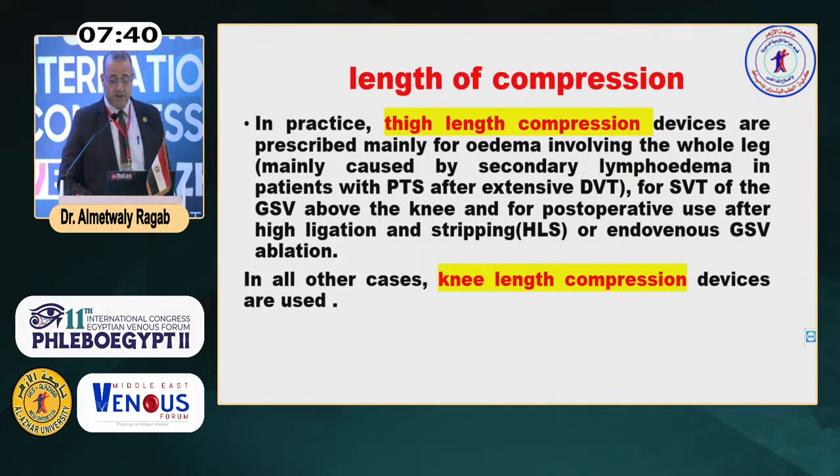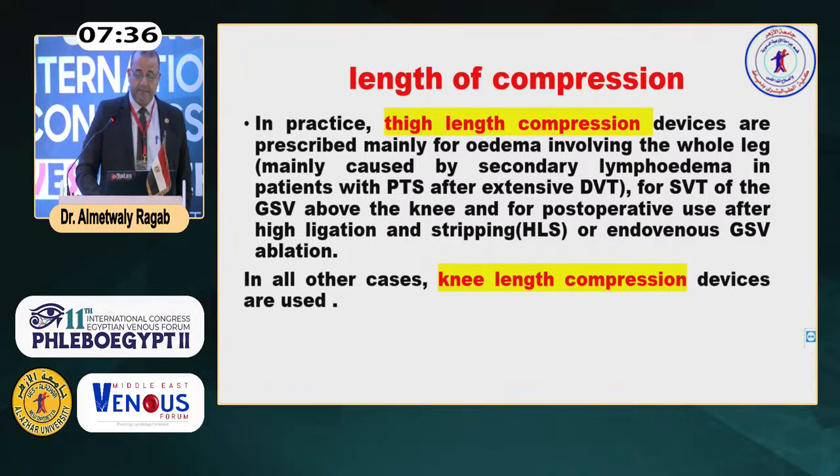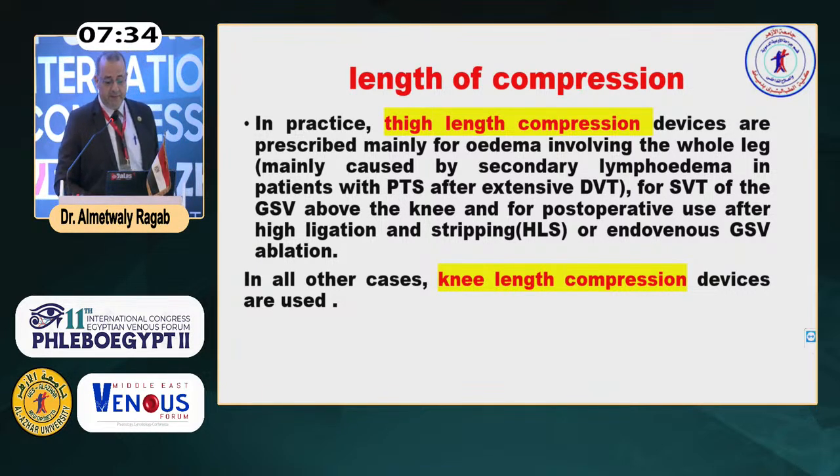So what is the length for compression? In practice, thigh-length compression devices are prescribed mainly for edema involving the whole leg, mainly caused by secondary lymphedema, in patients with post-thrombotic syndrome after extensive DVT, for superficial vein thrombosis of the great saphenous vein above the knee, and for post-operative use after high ligation and stripping or endovenous great saphenous vein ablation. In all other cases, knee-length compression devices are used.